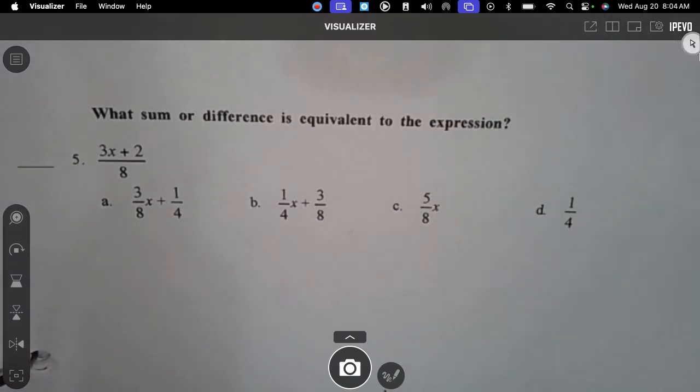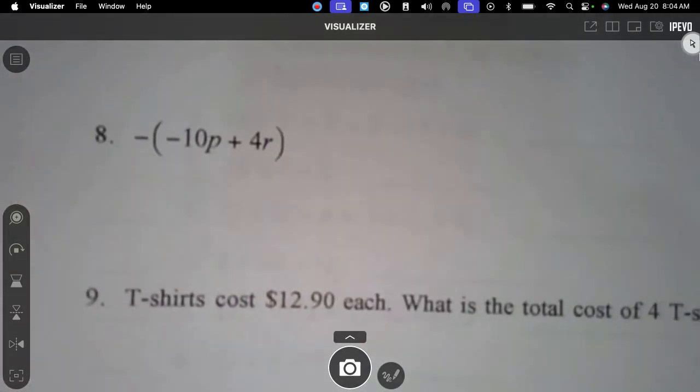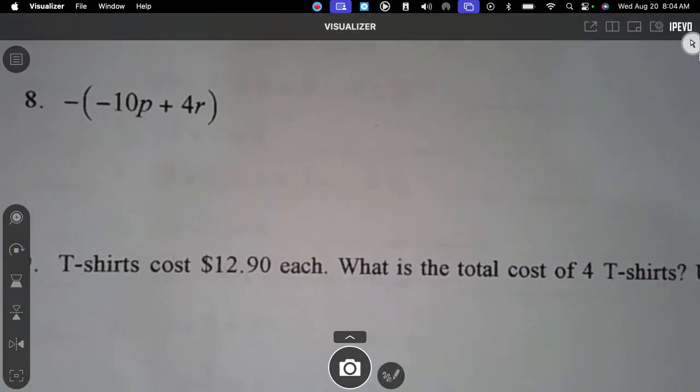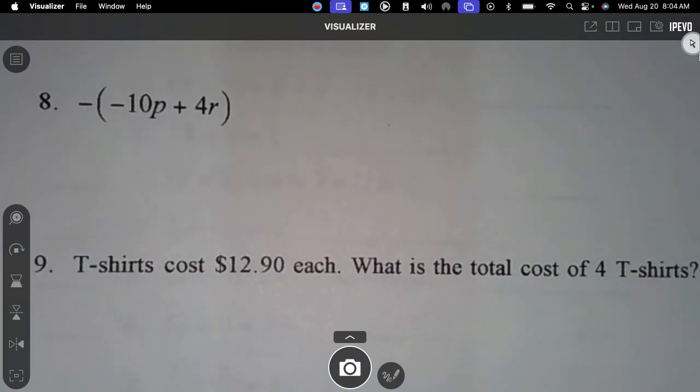All right, let's see what else we did yesterday. I think y'all are okay with that one. I'll do number 8. What do you do with that negative sign out there? Yeah, you multiply it. You distribute it to everything inside there. Okay? Basically, it just changes everything. What's a negative times a negative? So that's a 10p. And then the negative times that one, it changes it to a negative 4r.